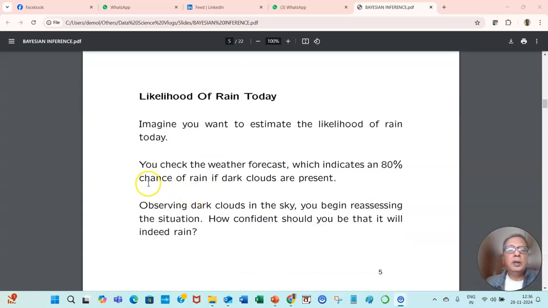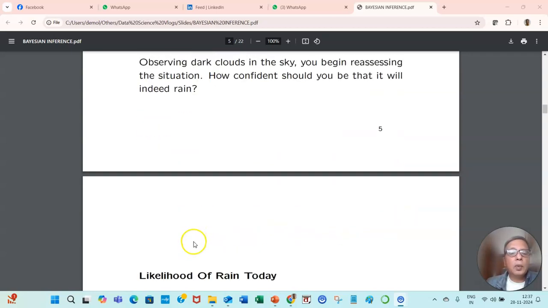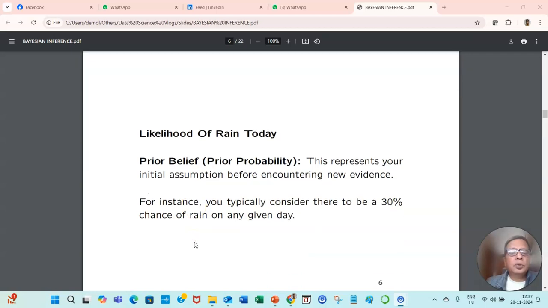Likelihood of rain today. Imagine you want to estimate the likelihood of rain today. You check the weather forecast, which indicates an 80% chance of rain if dark clouds are present. Observing dark clouds in the sky, you begin reassessing your situation. How confident should you be that it will indeed rain? So we need the likelihood of rain today.